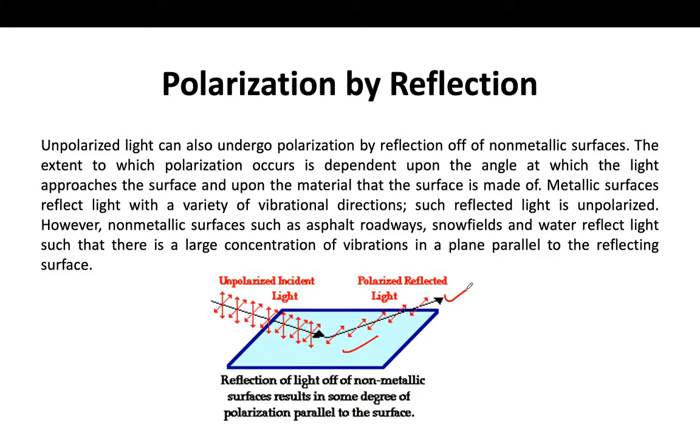light, or a polarization. Non-metallic surfaces like roadways, snow fields and water reflect light such that there is a large concentration of vibration in a plane parallel to the reflecting surface. So in short, polarization by reflection can be done if the light is reflected from a non-metallic surface. But if the light is reflected from a metallic surface, then it will remain unpolarized.